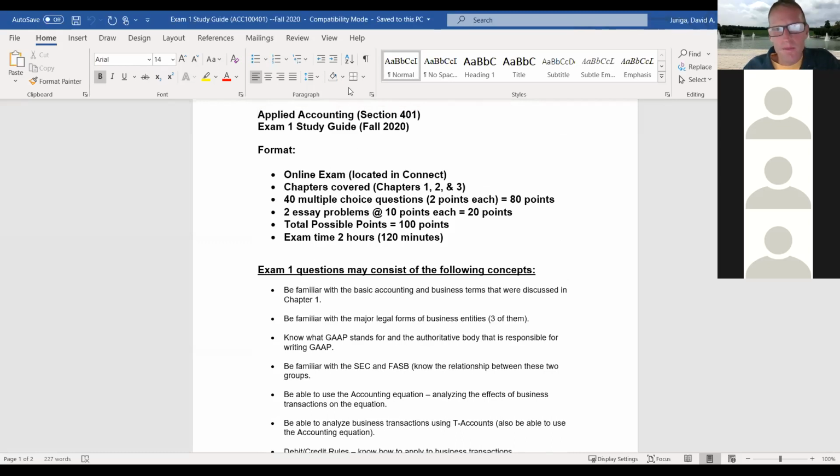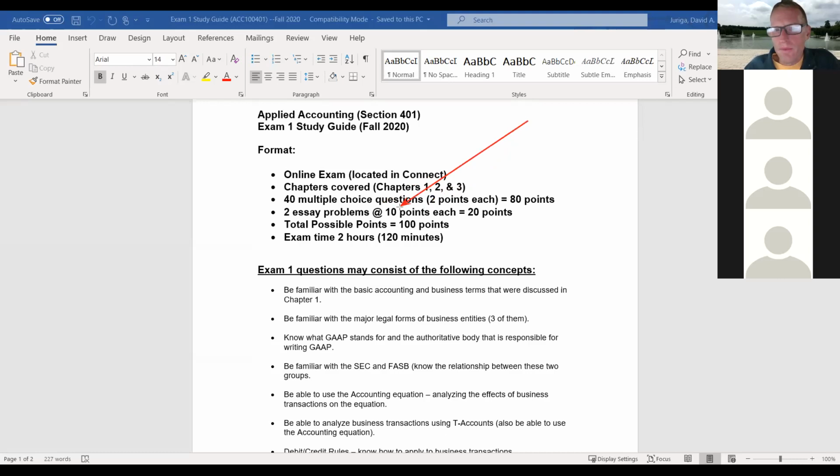Let me just talk for a minute. I'm going to come back to that. But you'll note, against 3 chapters, you've got 40 multiple choice questions. They're worth 2 points each. That's 80 points of the exam. And then there are 2 problems. So Taylor, for one of the problems, you will have to prepare those 3 financial statements. The way you'll do it in the Connect package is you'll have to enter the amounts and click a drop-down arrow.